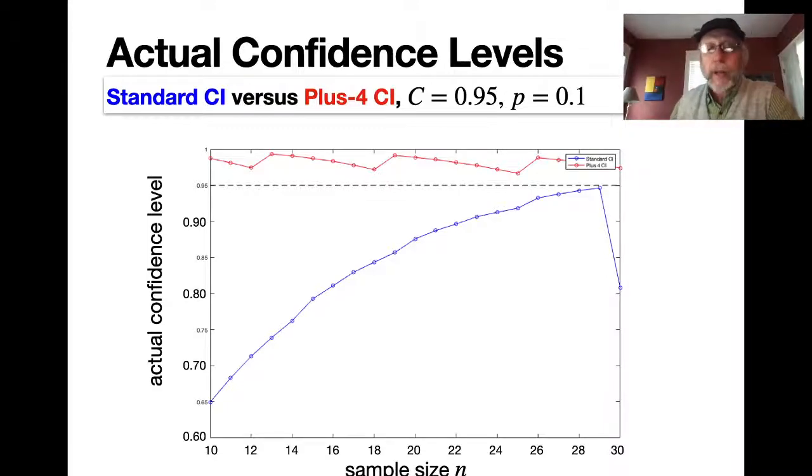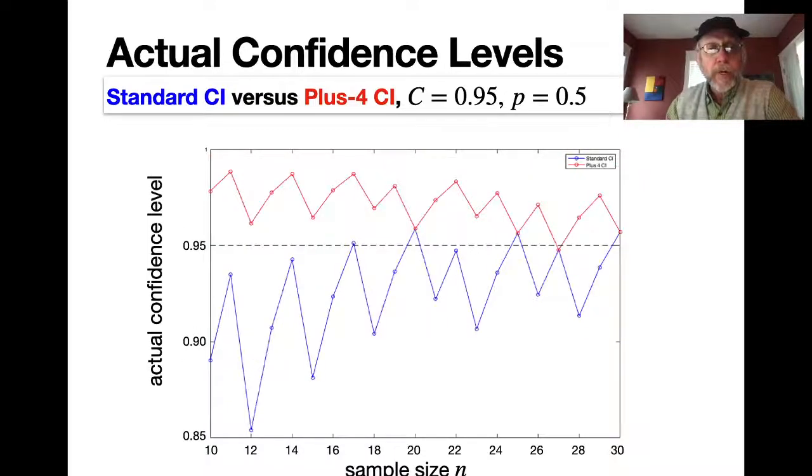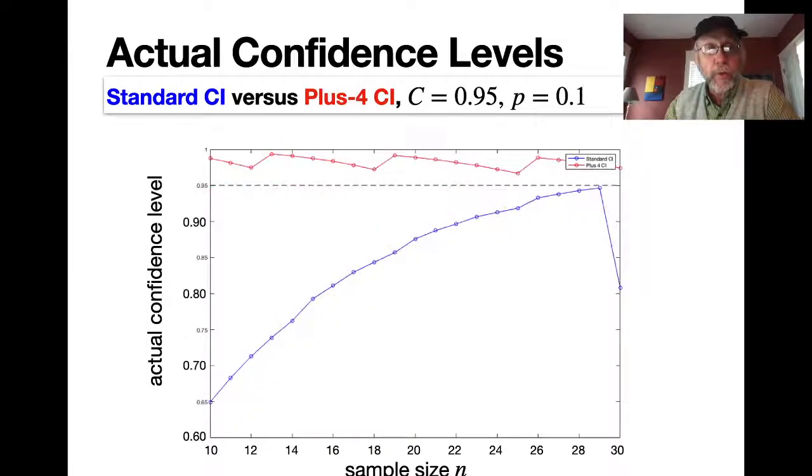And I'd also point out that in both these charts, you see that as the sample size gets larger, the +4 method and the standard method kind of get closer in terms of performance. That last little data point for the blue curve goes down dramatically. And I'm not sure exactly why that is.